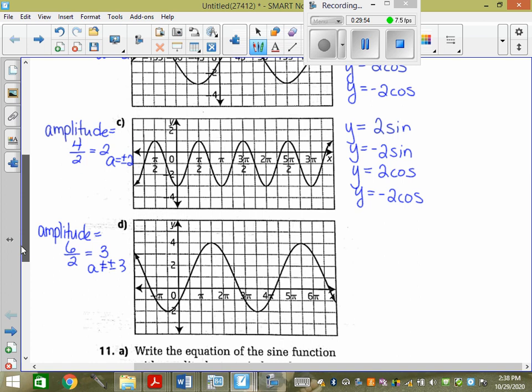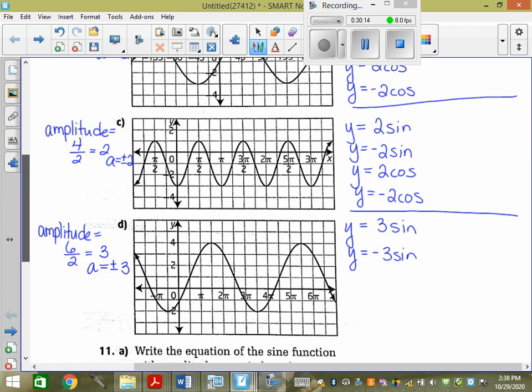Why am I putting not equal to? That's rationals from grade 11. My brain just went back to period 3. A equals plus or minus 3. So y equals 3 cos, 3 sine, y equals negative 3 sine, y equals 3 cos, y equals negative 3 cos.